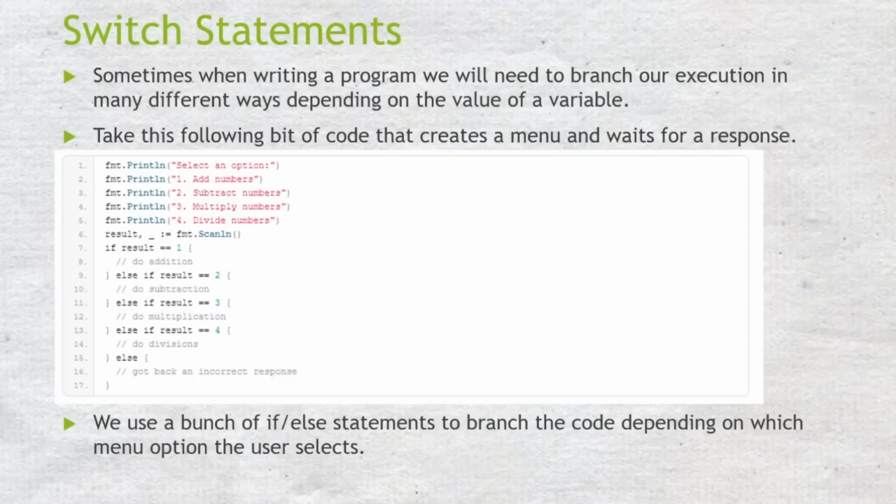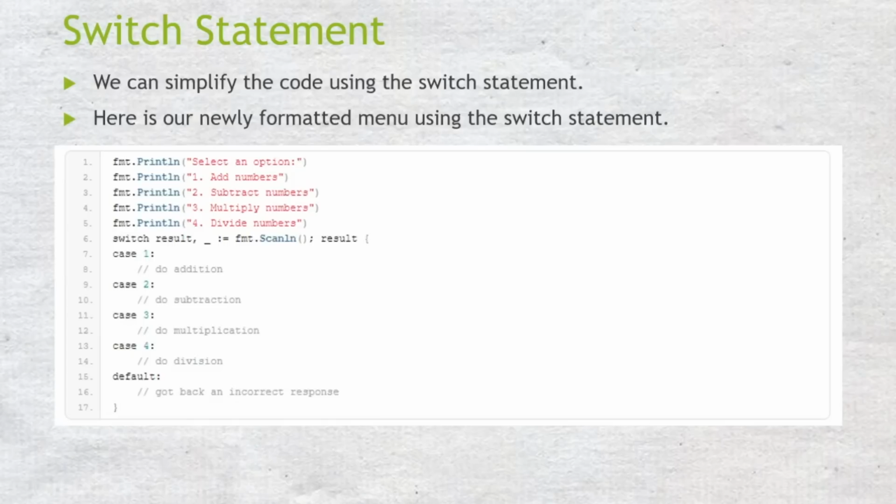So if result equals 1, we're going to do addition, else if result equals 2, and so on, which is a whole lot of if-else statements, which isn't very clean. So we're going to use our switch statement to make that look much cleaner. We can simplify the code using the switch statement. Here's our newly formatted menu using the switch statement.